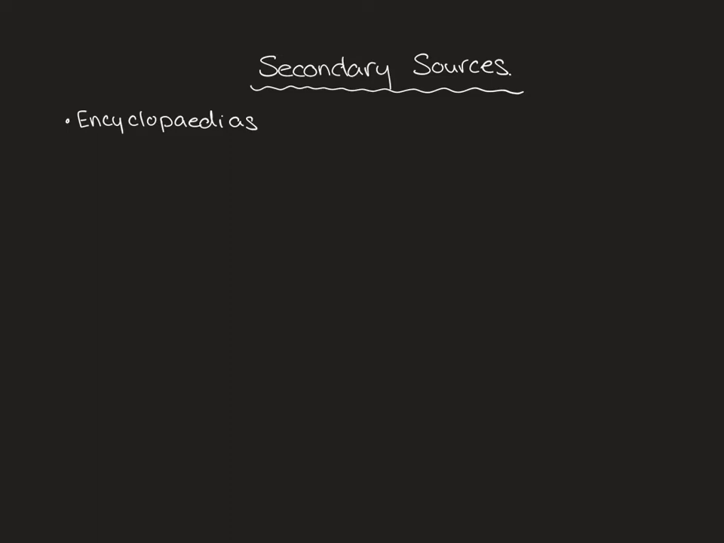So the first one is encyclopedias, and we usually have the encyclopedia cart in our classroom. That is a secondary source because the encyclopedia isn't an eyewitness account, but it's a compilation of research that the writers have done based on other people's primary or secondary sources, and the work you would create from that research would be considered a secondary source.